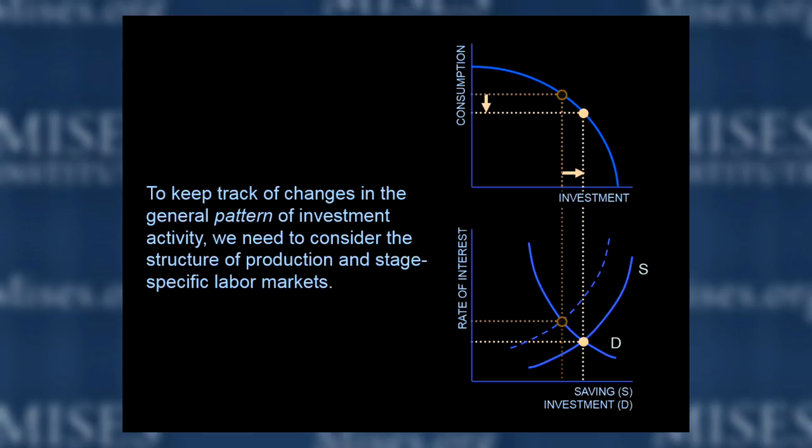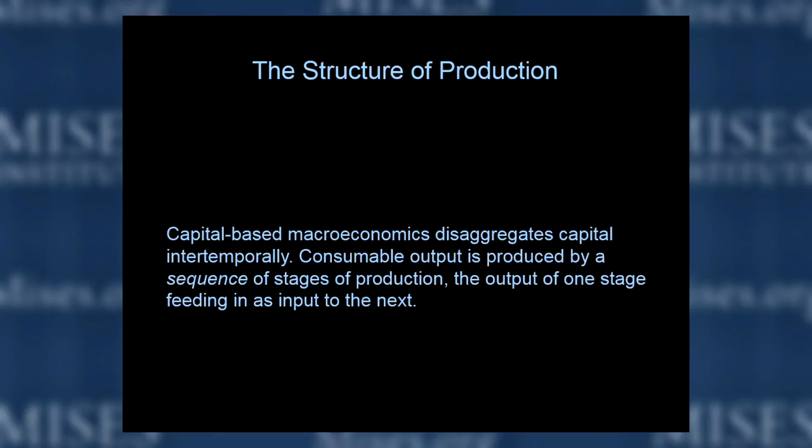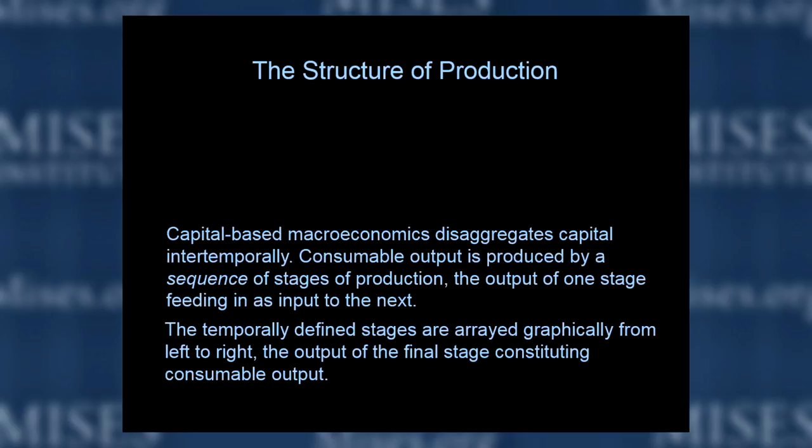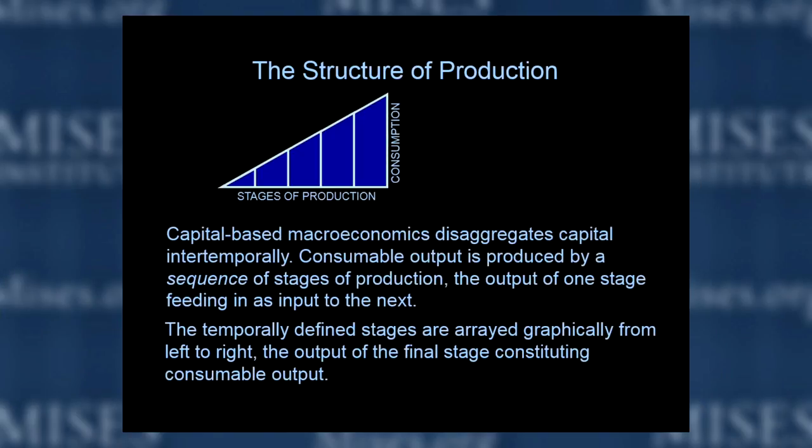Okay. So to keep track of the changes in the general pattern of investment activity, we need to consider the structure of production and the stage-specific labor market. And that's what we looked at a couple of days ago, the structure of production. It's so unique to the Hayekian theory, the Austrian theory, that I had a separate take on that a couple of days ago. Okay, so capital-based macroeconomics disaggregates capital intertemporally. Consumable output is produced by a sequence of stages of production, the output of one stage feeding in as input to the next. The temporally defined stages are arranged graphically from left to right, with the output of the final stage constituting consumable output. All right.